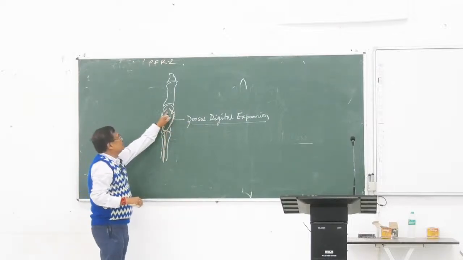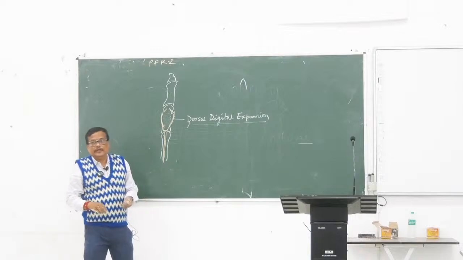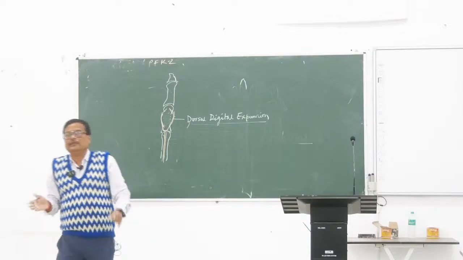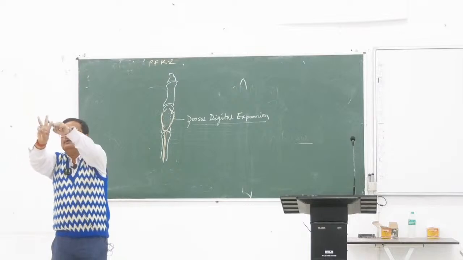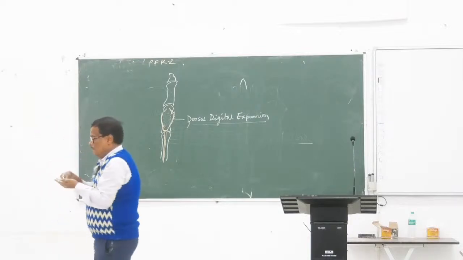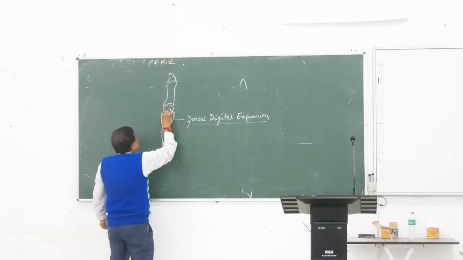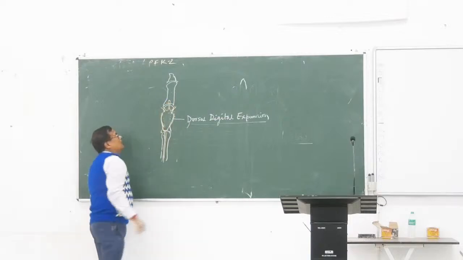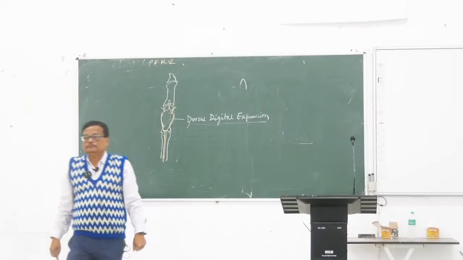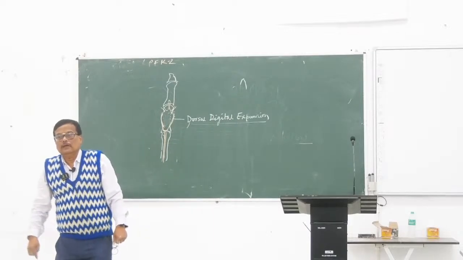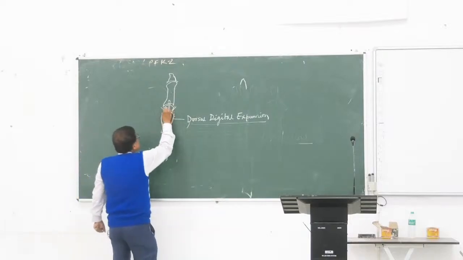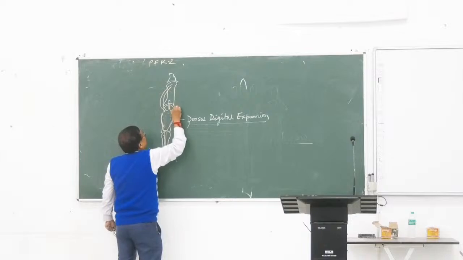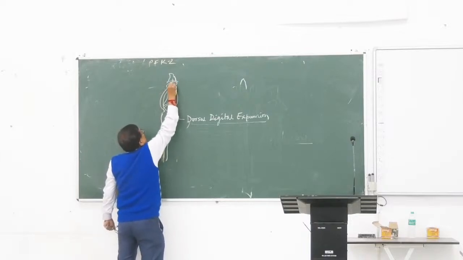This dorsal digital expansion, near the base of the proximal phalanx, trifurcates. What does trifurcate mean? Three: a middle band and two lateral bands. So it trifurcates into two lateral bands and a middle band. The middle band is inserted into the base of the middle phalanx, and the two lateral bands go by the side of the middle phalanx and join again to be inserted into the base of the distal phalanx.